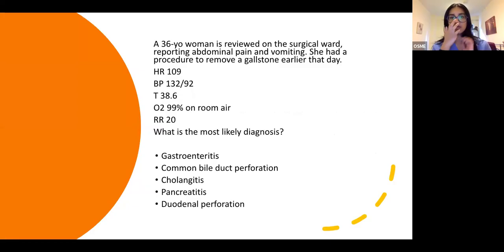Okay, so here is another question that we can work through. We have a 36-year-old woman who's reviewed on the surgical ward with abdo pain and vomiting. She had a procedure to remove a gallstone earlier that day, so that's an ERCP. Heart rate 109, BP fine. What is the most likely diagnosis? So she's got abdo pain and vomiting and ERCP, so it's pancreatitis. The main complication of ERCP that you want to be looking out for, and this is a fairly classical presentation of pancreatitis.